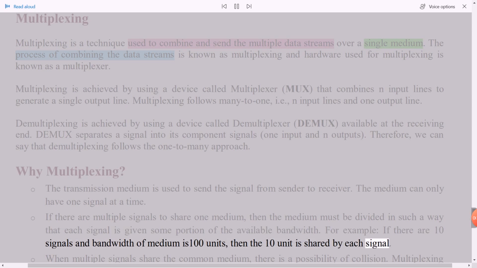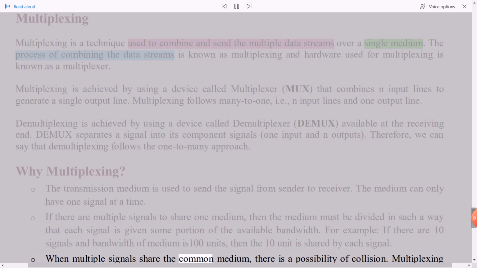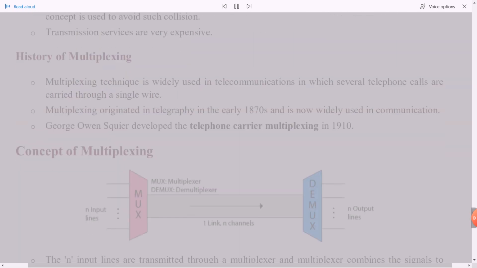When multiple signals share the common medium, there is a possibility of collision. The multiplexing concept is used to avoid such collision. Transmission services are very expensive.